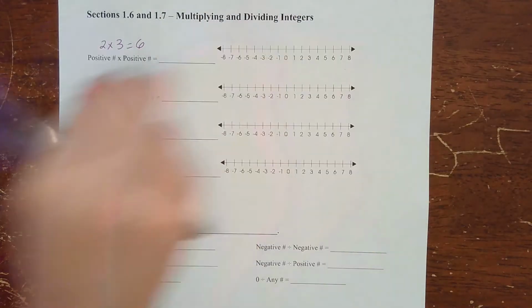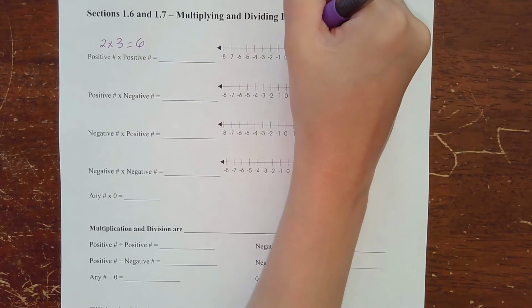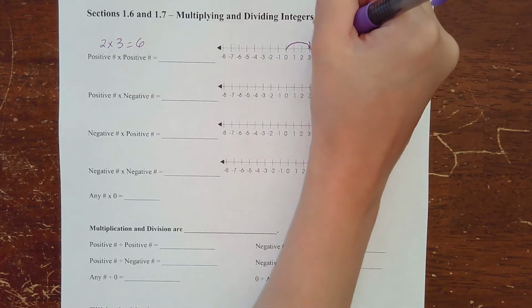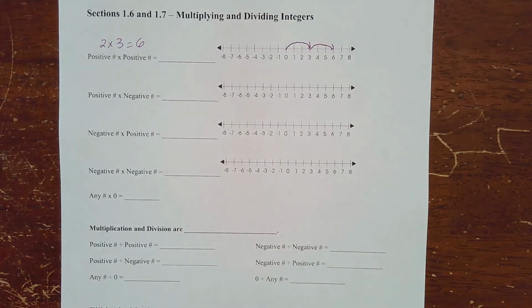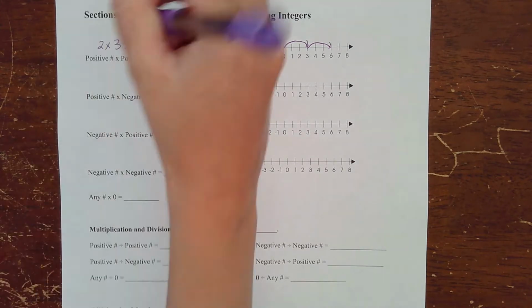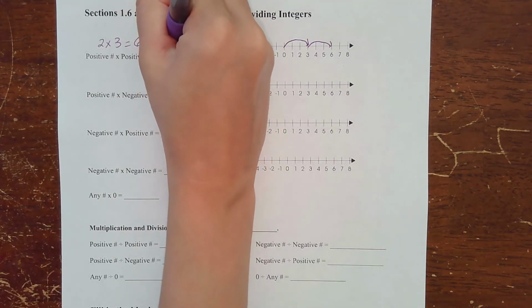Because he hopped once to 3 and another time to 6. He went in the positive direction both times. And so what we see is that a positive number times a positive number equals a positive number.